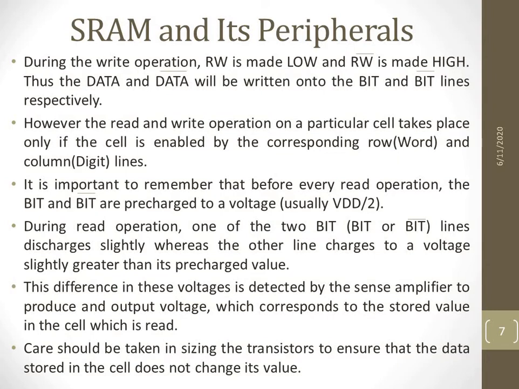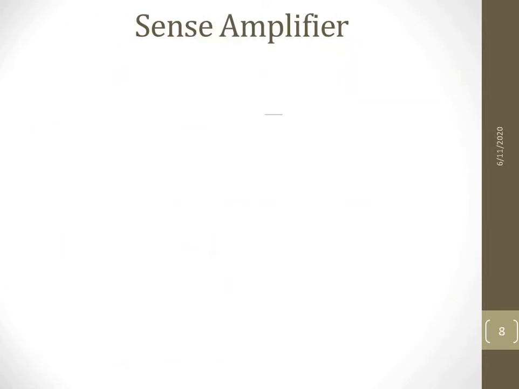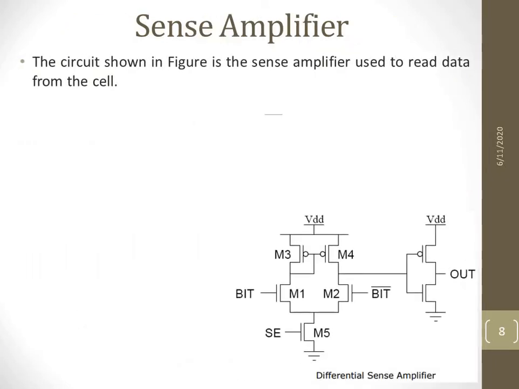Care should be taken in sizing the transistors to ensure that the data stored in the cell does not change its value. The circuit you see here is the sense amplifier used to read data from the cell. This is the differential sense amplifier. The difference between bit and bit bar will be sensed, and then it is transferred to read the data. The 6T SRAM cell is made up of 2 inverters connected back to back.